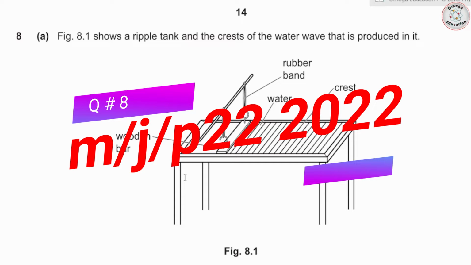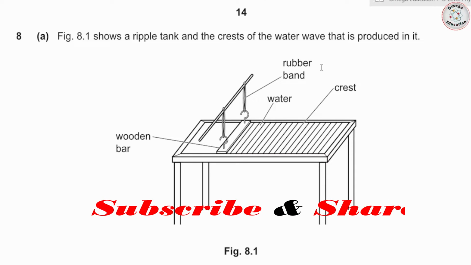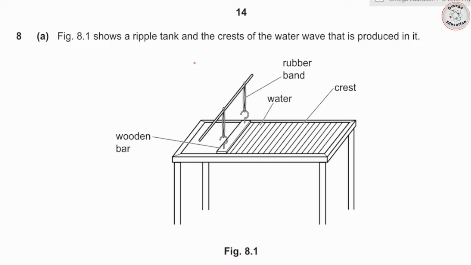So, question number 8. Figure 8.1 shows a ripple tank and the crests of the water waves that are produced in it. So, this whole setup is called a ripple tank. A ripple tank is a device, a tool that we use to produce water waves.